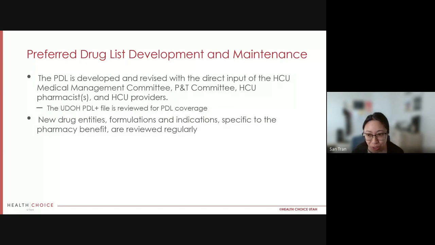So for Health Choice Utah, the PDL is developed and revised with input from the Medical Management Committee, as well as the P&T Committee, pharmacists here at Health Choice Utah, as well as providers. We also refer to the Utah Department of Health PDL frequently to refer for PDL coverage. When it comes to new drug entities, formulations, and indications, specific to the pharmacy benefit, we review that regularly. I would say weekly, actually. All right, next slide.